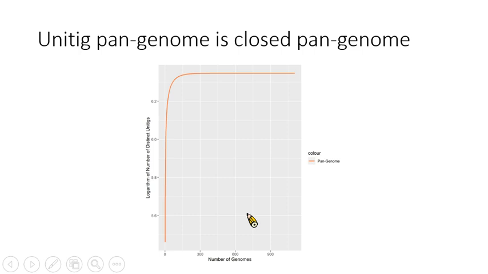The first thing that we observe is that the Unitig pan-genome is a closed pan-genome. As shown from this rarefaction curve, we have almost reached saturation of the Unitigs, suggesting that we have obtained most of the genome sequences for this bacterial species.